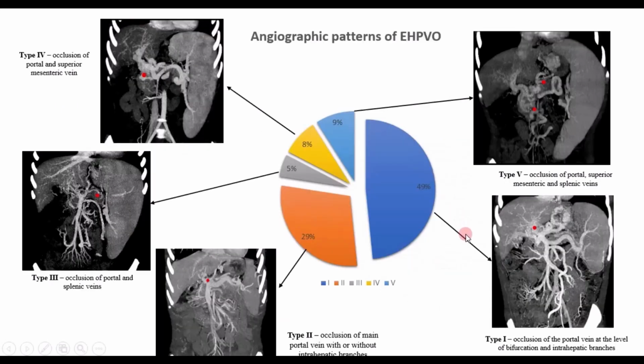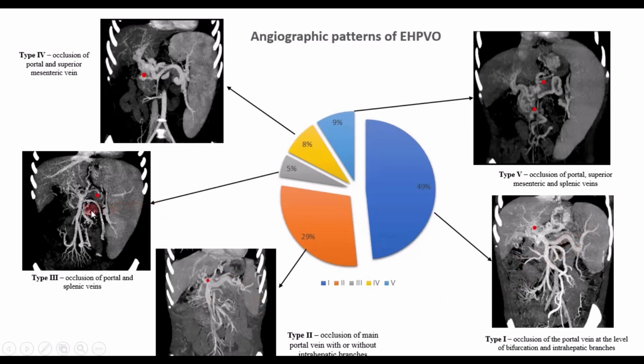Angiographically, we defined 5 imaging patterns and named them type 1 to type 5 conventionally. The most frequent were the type 1 and type 2 patterns, where the occlusion of the portal vein in type 1 was at the level of the bifurcation of the portal vein and at the level of the main portal vein trunk in type 2. Both these types had a patent superior mesenteric vein and splenic vein.